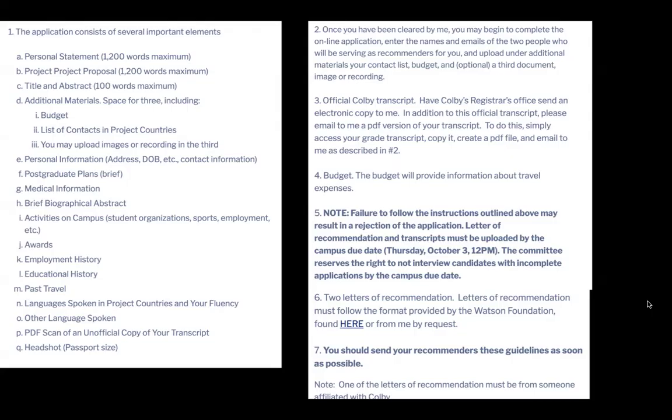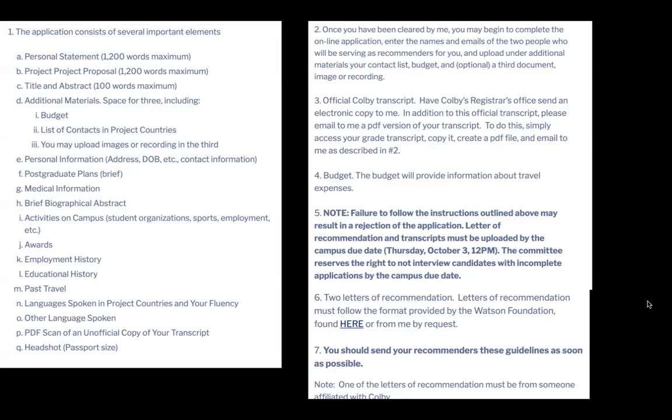Medical information, this is for safety reasons. A very brief biographical abstract. We want a list of all the things you've done on campus. So in a way, you're deconstructing your resume a little bit and putting the kind of information that belongs to your resume in different sections in the application. Awards, employment, education history.